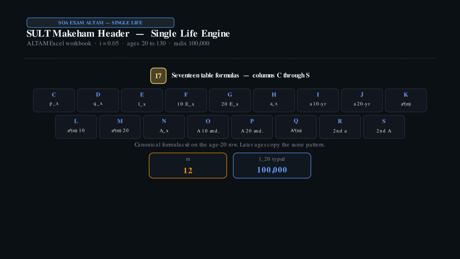There are 17 formulas. Survival P and Q. The life count L. 10-year and 20-year pure endowments. The whole life due annuity, then the 10-year and 20-year temporary annuities. Woolhouse monthly annuities, then the matching temporary monthly factors. Whole life insurance, 10-year and 20-year endowments, monthly insurance, and the second moment annuity and insurance.